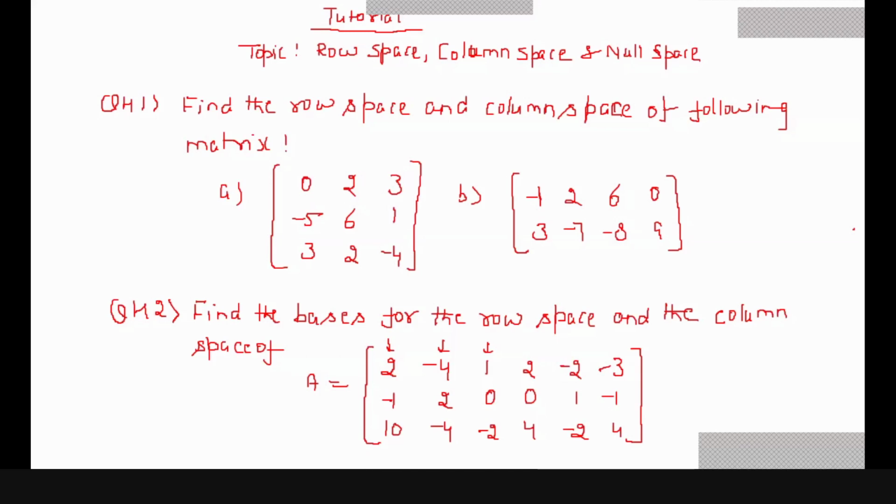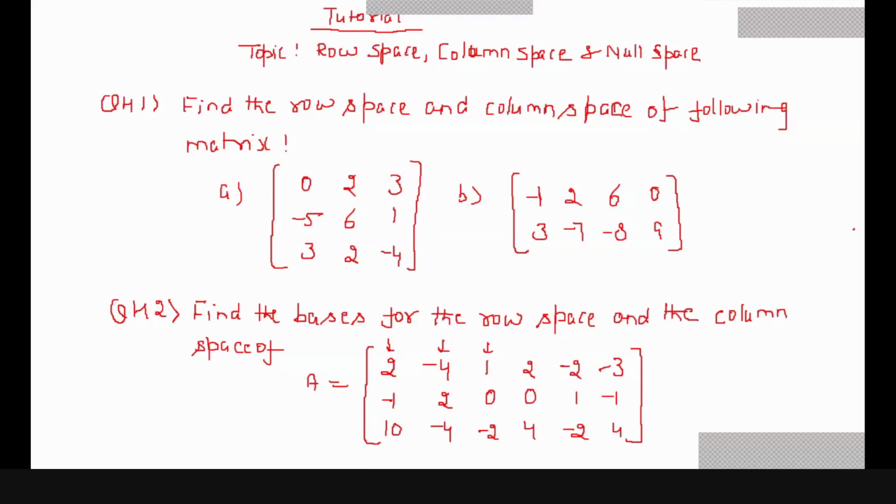So the first row of the first matrix is 0, 2, 3, minus 5, 6, 1, 3, 2, minus 4. And the second matrix is minus 1, 2, 6, 0, 3, minus 7, minus 8, 9. In the second question, find the basis for the row space and the column space. So in the first question, you have to find the row space and the column space of the following matrix. And in the second, you have to find the basis for the row space and the column space.